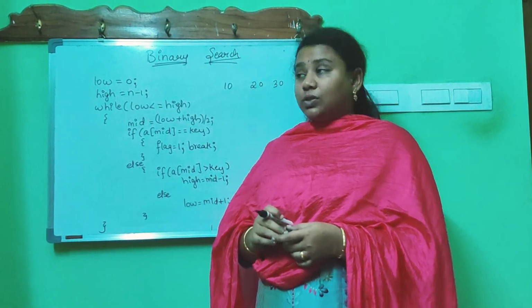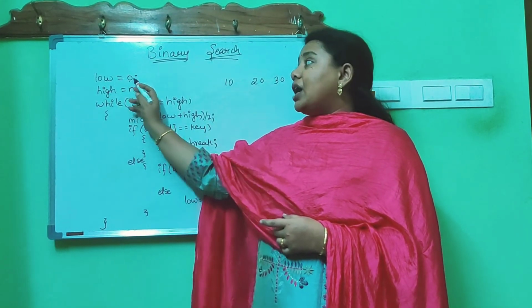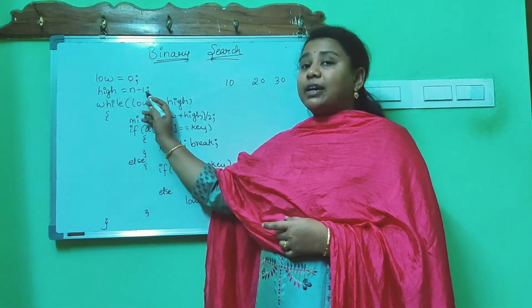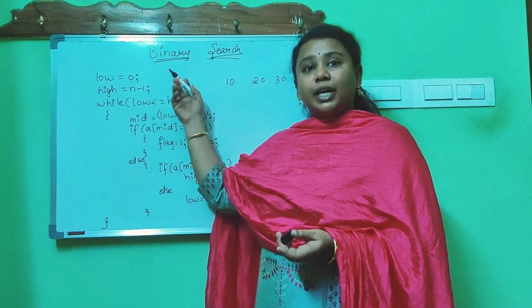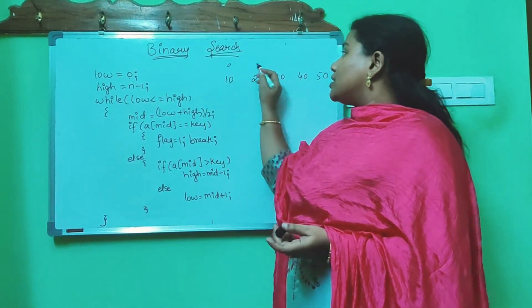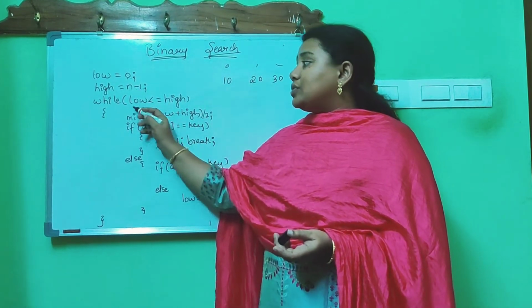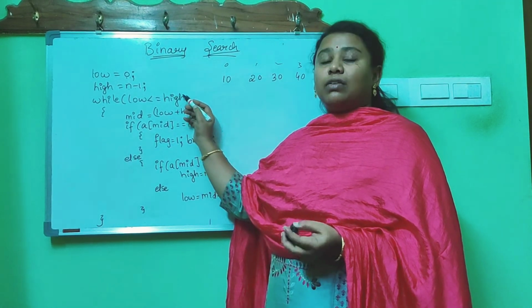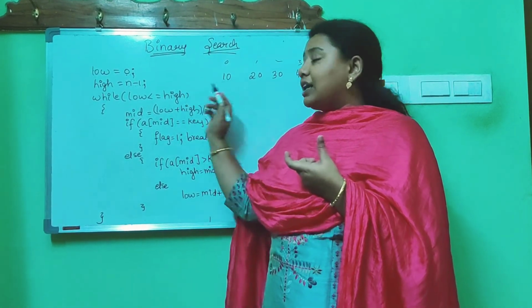Now how does that go? Initially I am taking low is equal to 0. I am taking a variable low and I am assigning index 0 to it, and high value is n minus 1. Suppose that there are n elements, obviously the last index will be n minus 1. So suppose this is 0, 1, 2, 3, 4. Now what happens? We are going to repeat this task until low is less than or equal to high.